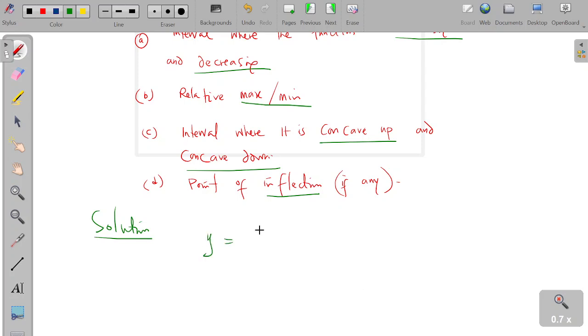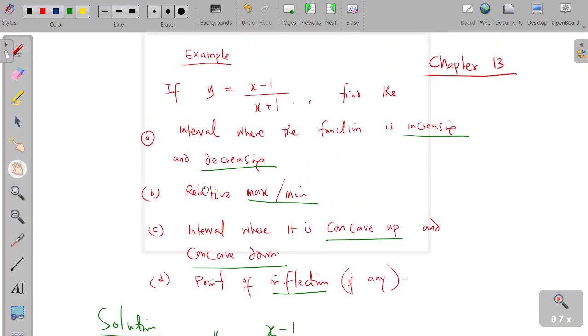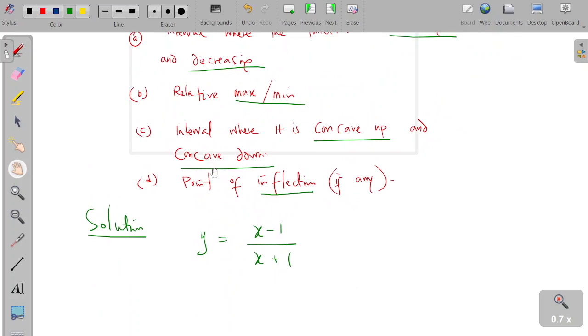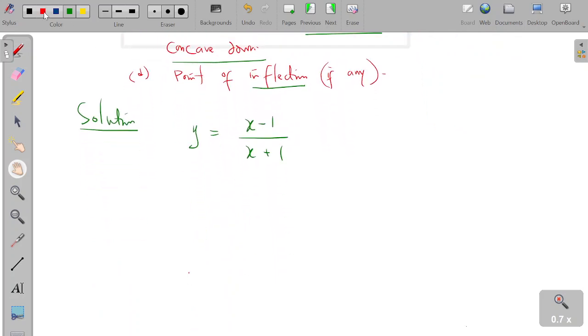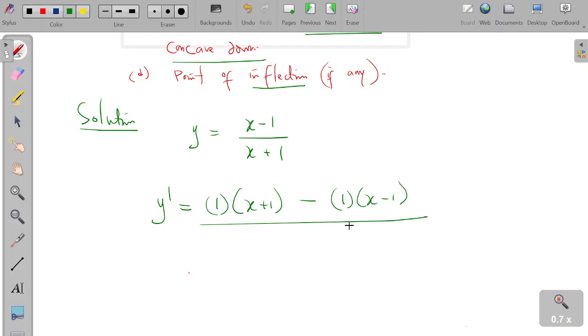So we have our y equals (x minus 1) all over (x plus 1). To find where it is increasing or decreasing, of course, the first thing is to find the derivative. To derive that, we use the quotient rule. We derive the numerator, which will be 1, multiplied by the denominator, minus the derivative of the denominator, 1 also, multiplied by the numerator, all over (x plus 1) squared.